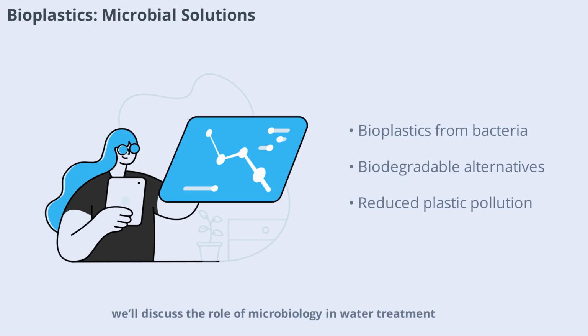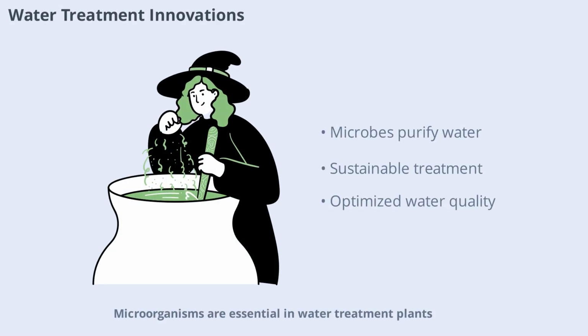Next, we'll discuss the role of microbiology in water treatment. Microorganisms are essential in water treatment plants, where they break down organic pollutants and purify water. Biological treatment processes are more sustainable and cost-effective than chemical methods. Microbial communities are carefully managed to optimize water quality and safety.